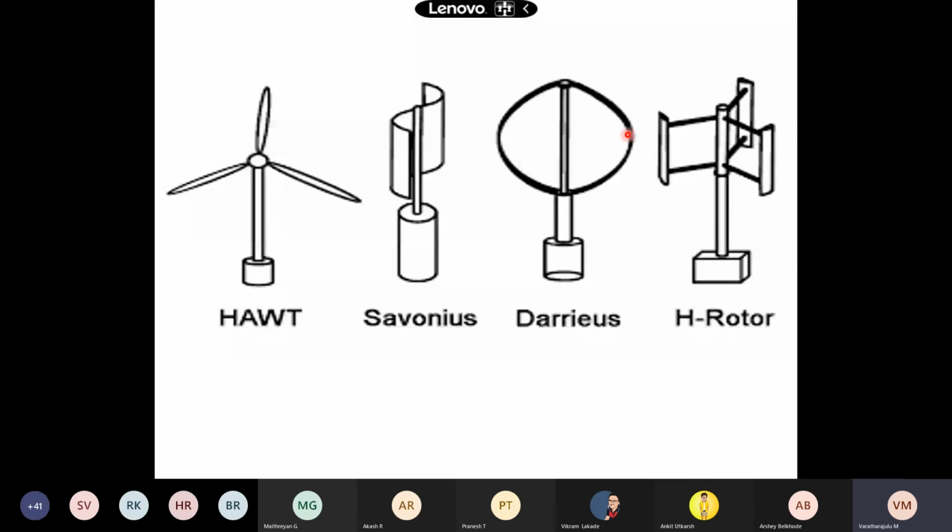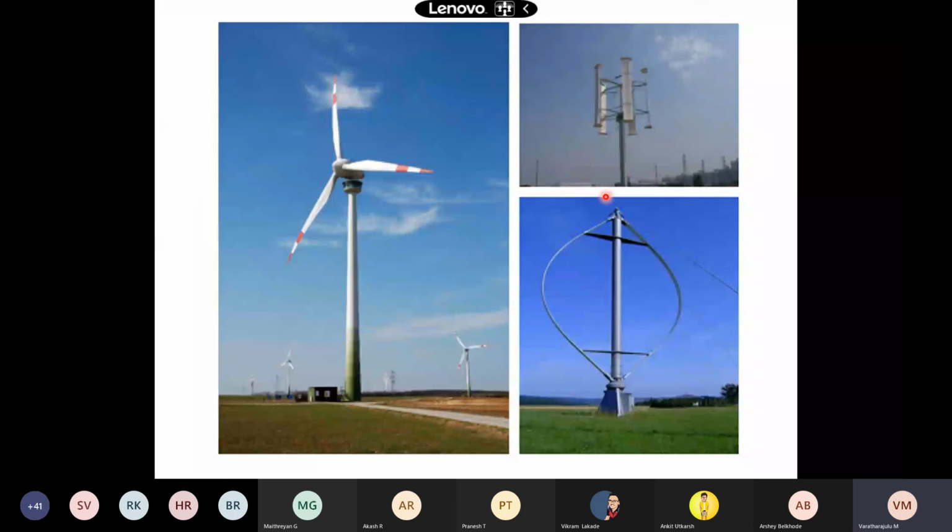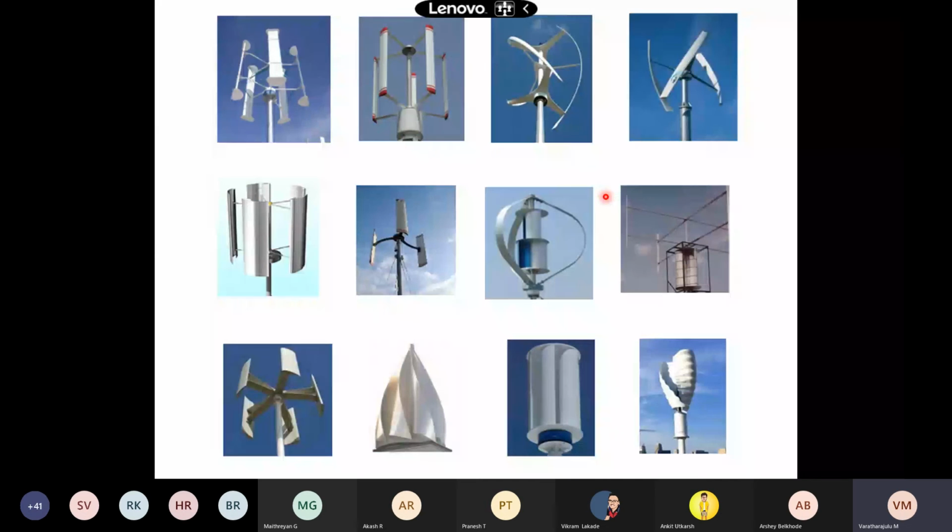See some other examples related to various other wind turbines. See here, this is the fourth case, that is the H rotor type wind turbine. This one, and these are also related to the H type. See here, a heavier structural arrangement is provided at the top.